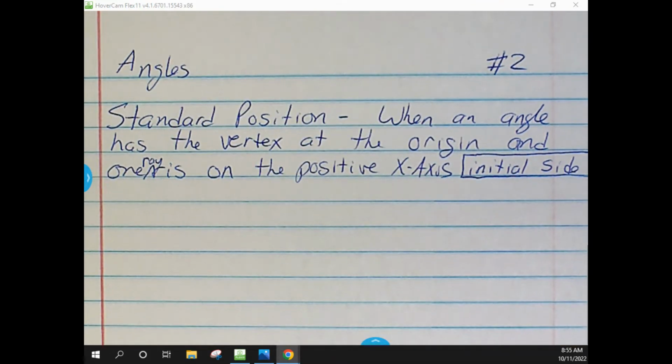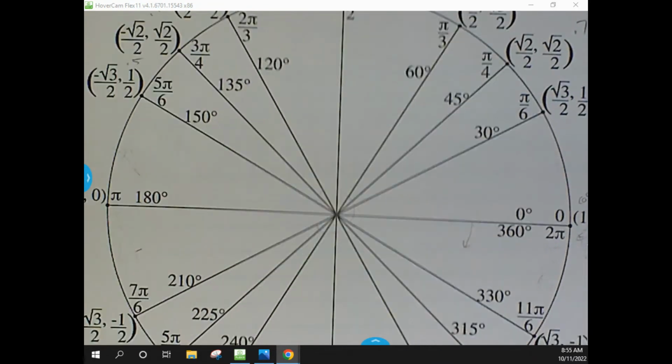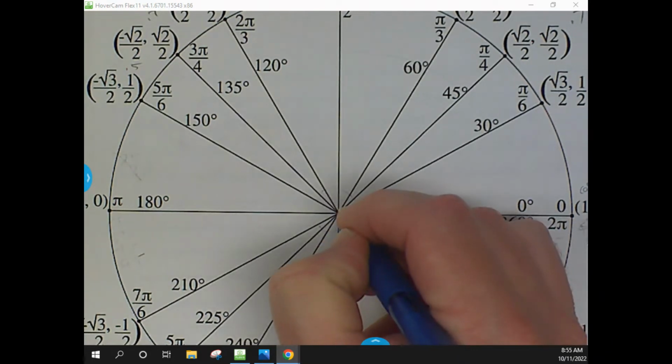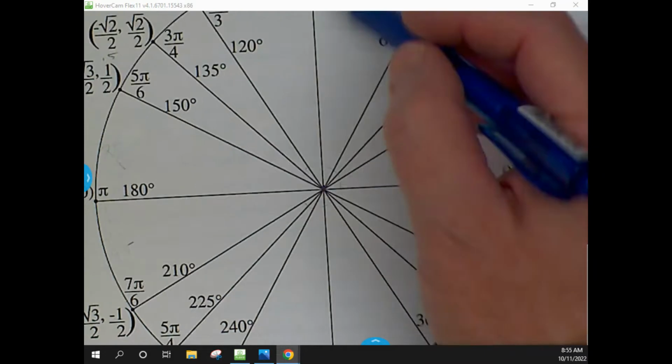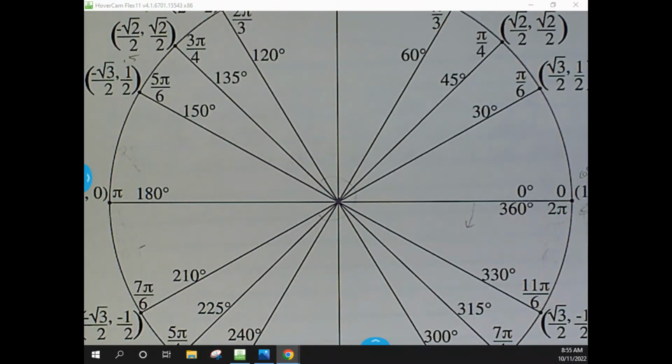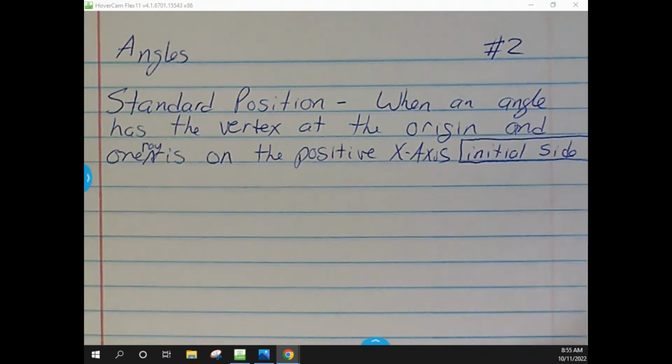All right, so the angle has the vertex at the origin, and again, when we're talking about the origin on our unit circle, it's in the middle of it. That's starting like right here in the middle. That's basically like our origin point, because this is your x-axis, this is your y-axis. So this is just taking an xy coordinate plane and just doing this part with it. So one ray is on the positive x-axis, which they call the initial side.